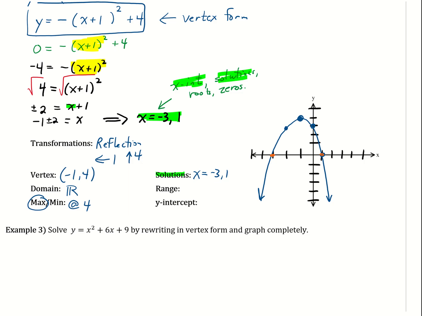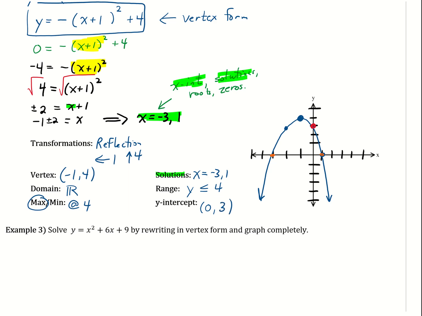The range in this case is y is less than or equal to 4. Because the highest point is the vertex at 4, it's everything below 4. Now, for the y-intercept, we always have an x value of 0. And if we look at the graph, this point is our y-intercept, which is at 3.